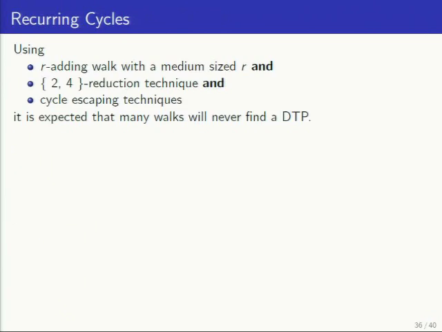So I discussed all this. Now when you've seen this, you're being smart. You say, okay, let's use all this. We're going to use an R-adding walk with an R which is not too small, not too big. We're going to use two- or four-cycle reduction techniques. And we use this method where we escape cycles: we go for alpha and then we record beta steps. I claim many walks will never find a single distinguished point. That depends on your point property, but your discrete log will not be solved.